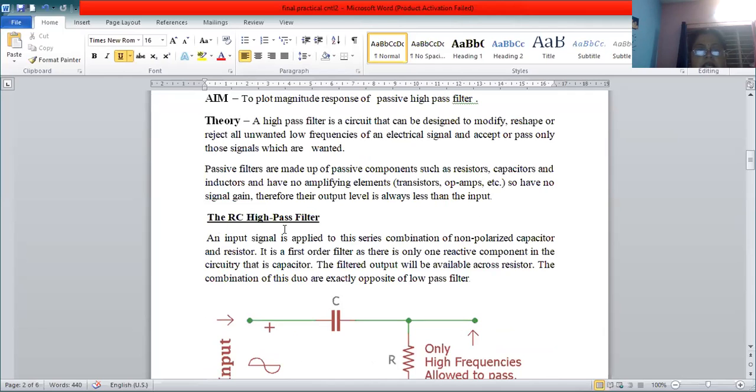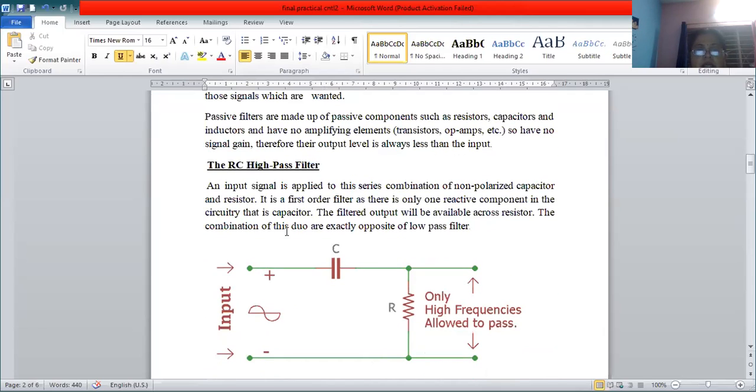Now we'll discuss the RC high-pass filter. An input signal is applied to the series combination of a non-polarized capacitor and resistor. It is a first-order filter as there is only one reactive component in the circuit, and that is the capacitor. The filter output will be available across the resistor.